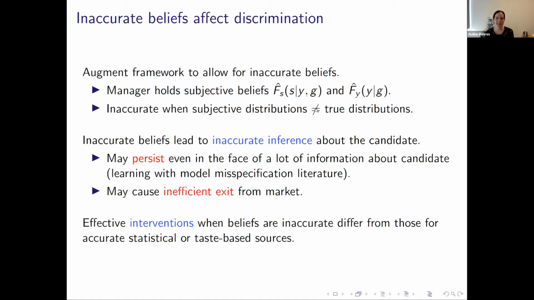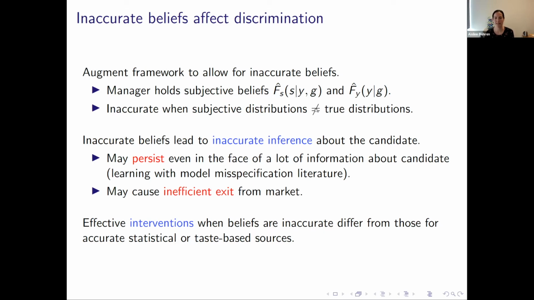As Milesh mentioned in the intro, when I put my theory hat on, a lot of my work is in the area of model misspecification. And one of the key things we've learned in this literature in the past decade or so is that people in economics used to just informally say, well, if you have inaccurate beliefs, then eventually they'll go away in the long run. So this might be a short run phenomenon, but in the long run, everything will wash out. People will learn correctly. Well, we now know that's not true, that these inaccurate beliefs can persist even in the face of a lot of information about a candidate.